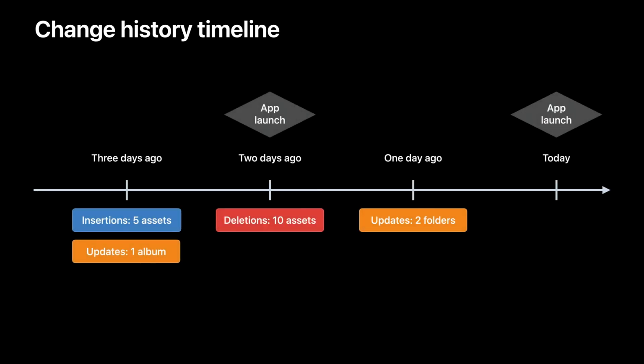The new Change History API allows for an easier way to track offline updates to the photo library. Change history consists of a timeline of changes, such as insertions, updates, and deletions to the photo library. In this example timeline, there are a variety of asset, album, and folder changes in the change history from the past 3 days. Using this timeline, how can you determine which changes have happened in the last 2 days, or the last time you launched your app?